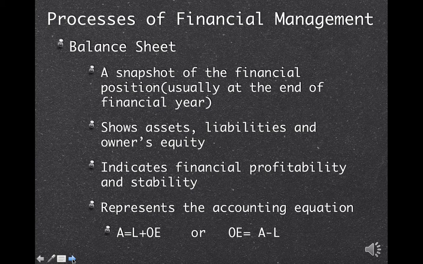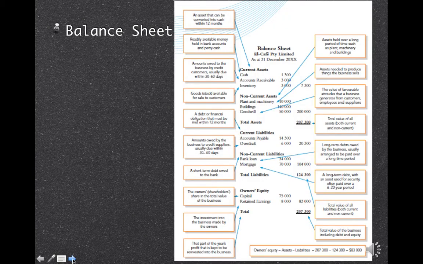A balance sheet is represented by the accounting equation, which is A equals L plus OE. Assets equal liabilities plus owner's equity, and the two should balance. You can also switch that around to owner's equity, if you wanted to pull out the owner's equity component, must be equal to assets minus the liabilities. Whatever's left over is the owner's equity. The standard equation is A equals L plus OE, and it's very important that you remember that. Here's a balance sheet. We can look at the balance sheet.